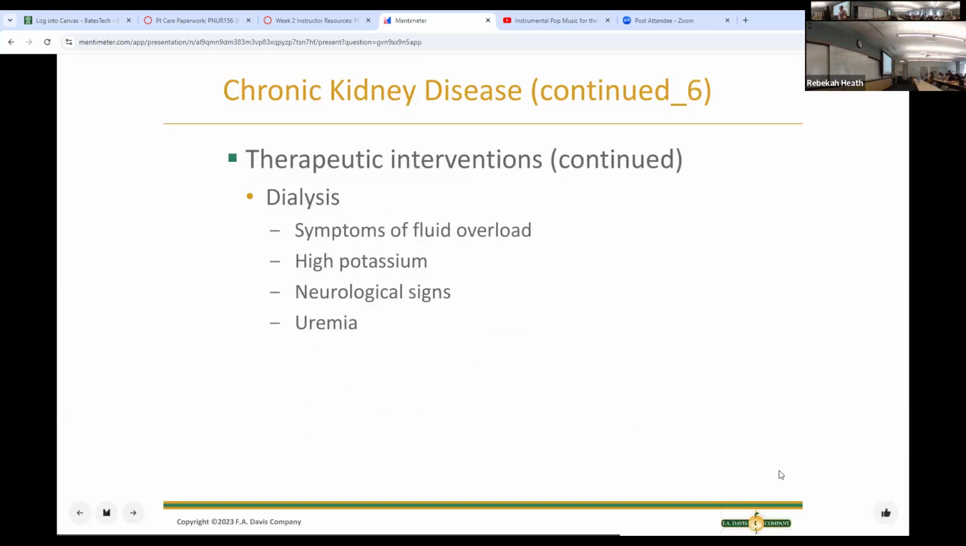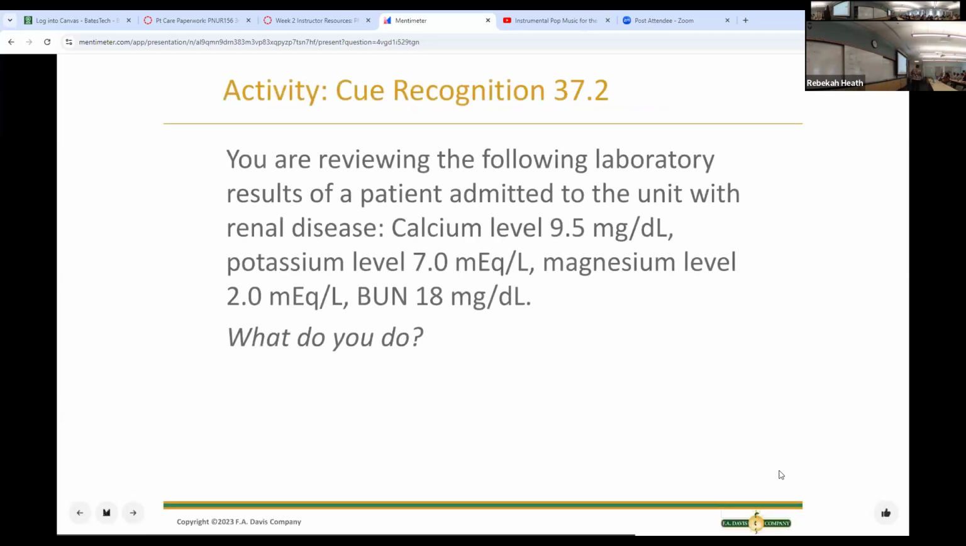So therapeutic interventions. We're going to have them on dialysis if they meet criteria. If their fluid overload is too extreme, if their potassium is high, or they start having neurological signs like the ataxia, the flapping hand thing. If somebody gets too high with that urea, they start having those symptoms. So check your patients when you go to clinical. If somebody is on dialysis and they're going to go later that day, do an assessment, see what you can find out. That was interesting.